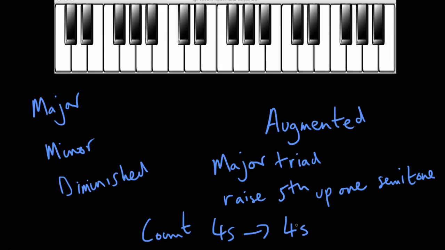So let's do a C augmented triad, and the way we're going to do that is by counting up first 4 semitones, 1, 2, 3, 4, and then another 4, which gives us our C augmented triad containing C, E, and G sharp.